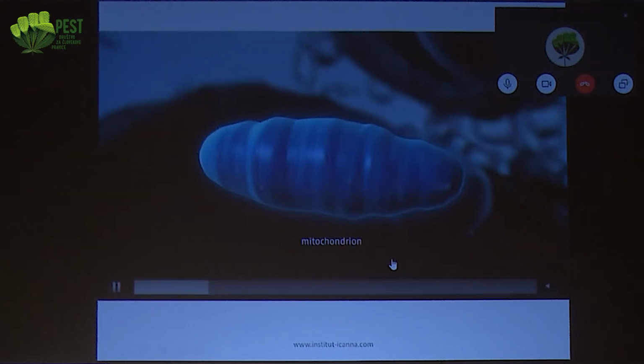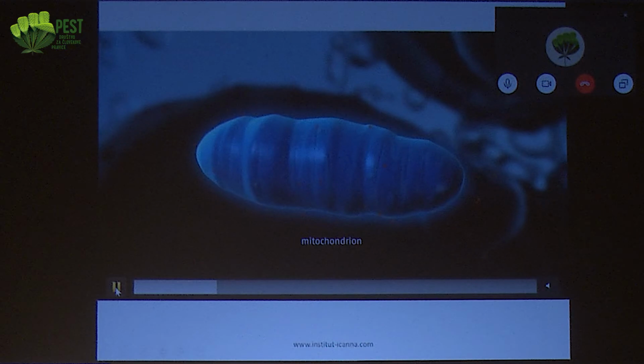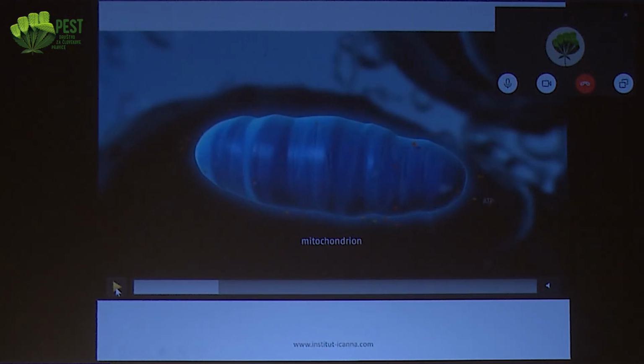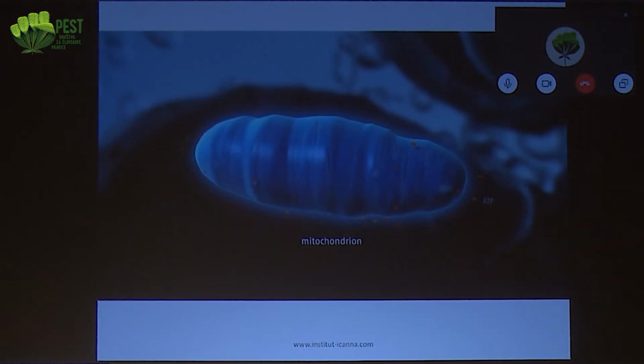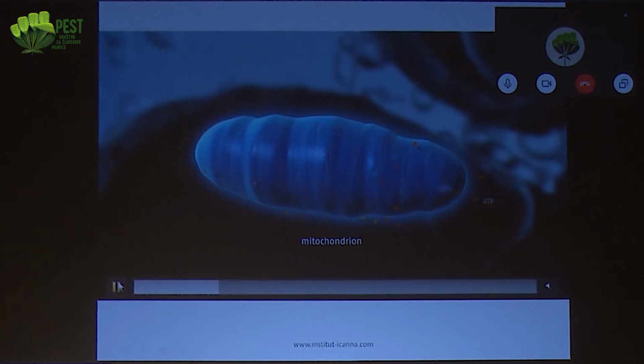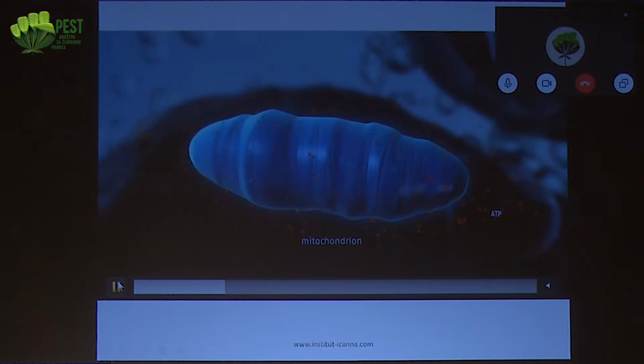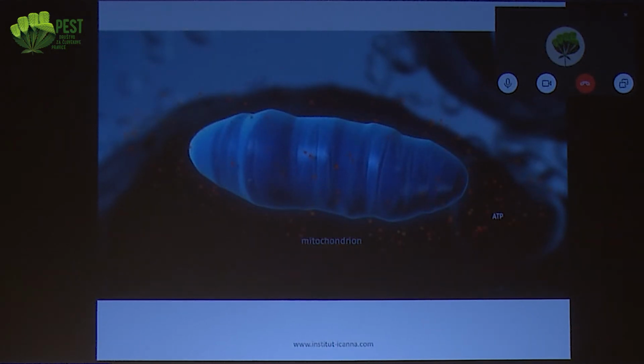And if we take a closer look at the mitochondria, these little red dots are the energy that our body and our cells understand. It's called ATP, and all of the food we eat has to get converted in mitochondria into these ATP molecules. And the more ATP the mitochondria produce, the more energy our body, our cells, our organs have to use.